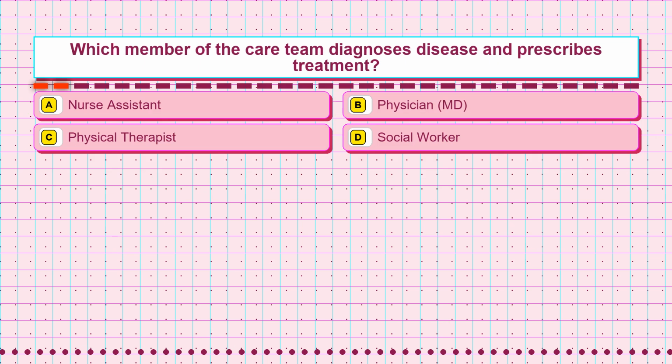Question 6. Which member of the care team diagnoses disease and prescribes treatment? Option A, a nurse assistant. Option B, physician, MD. Option C, physical therapist. Option D, social worker.